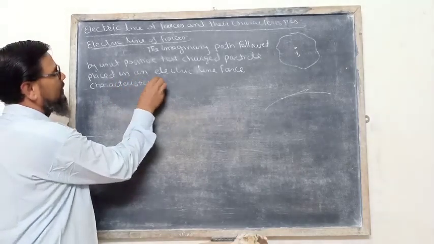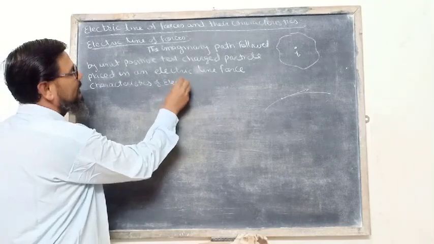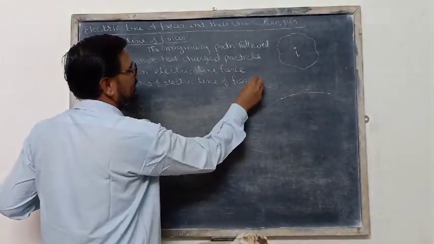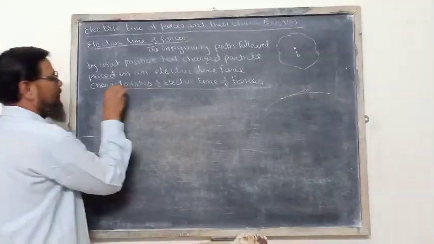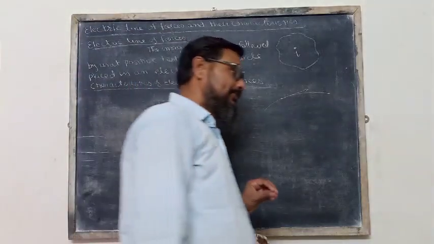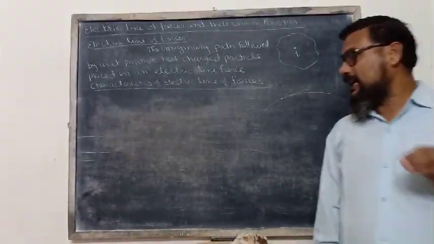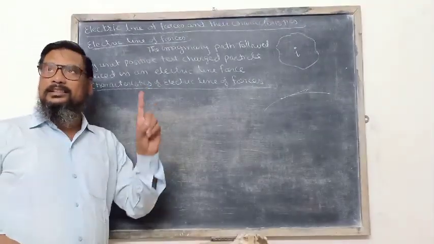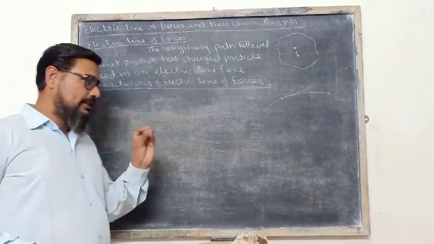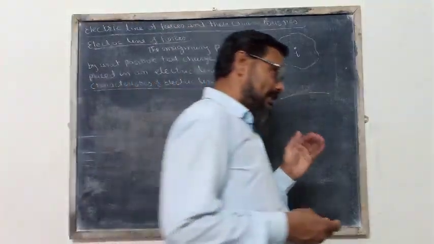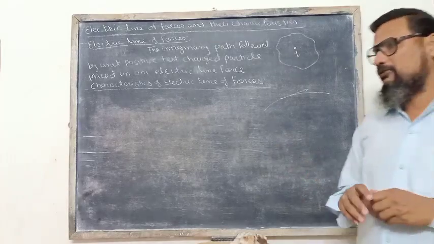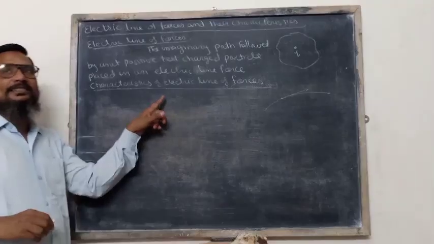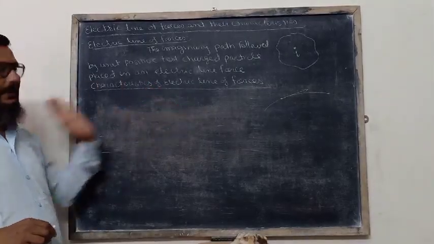Characteristics of electric lines of force. There are a few characteristics. The first one is that electric lines of force are always perpendicular to the conducting surface, or the surface of a charged conductor. Again I am repeating, electric lines of force are perpendicular to the surface of a charged conductor.